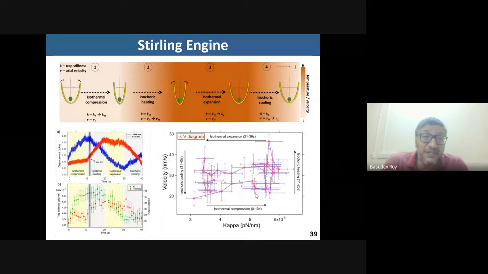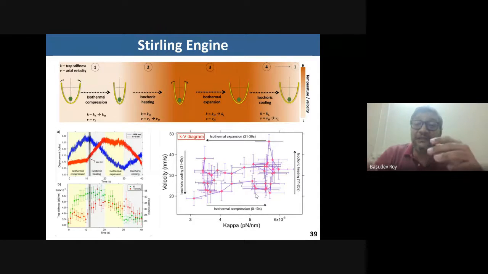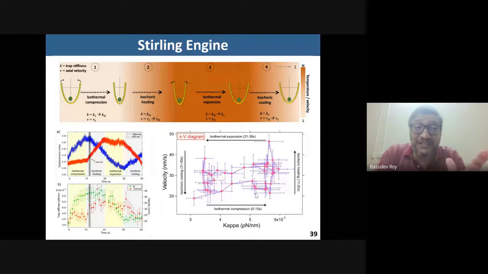To generate the isothermal compression, I simply increase the trap stiffness so the particle's expansion volume is lesser. In the isochoric heating part, the trap stiffness is held constant, but the activity is increased. In the isothermal expansion, the trap stiffness is reduced so that the potential well is more relaxed. And in the isochoric cooling part, the activity is reduced, keeping the trap stiffness constant. So these are the 4 legs of the Stirling engine.